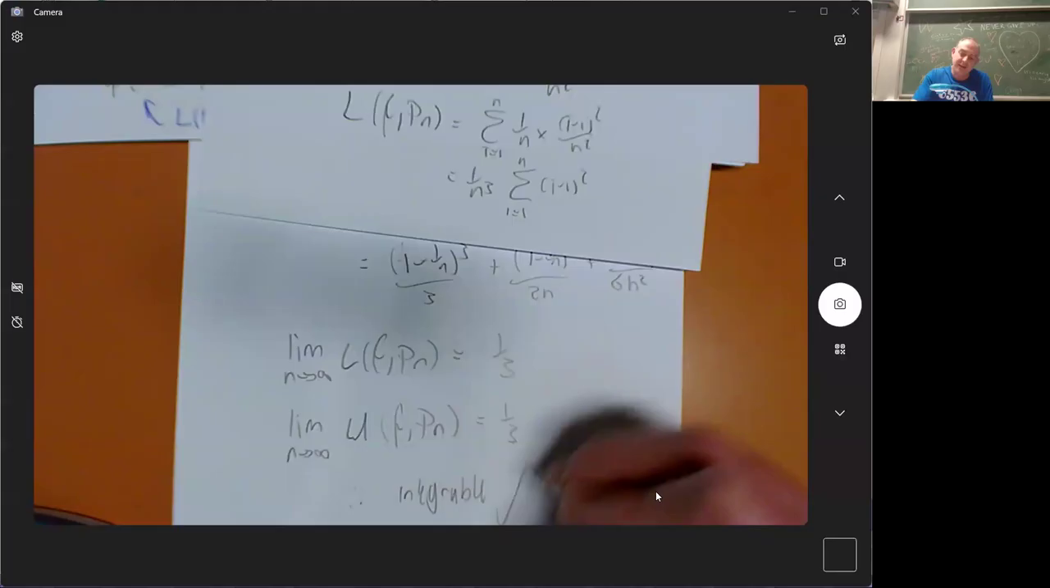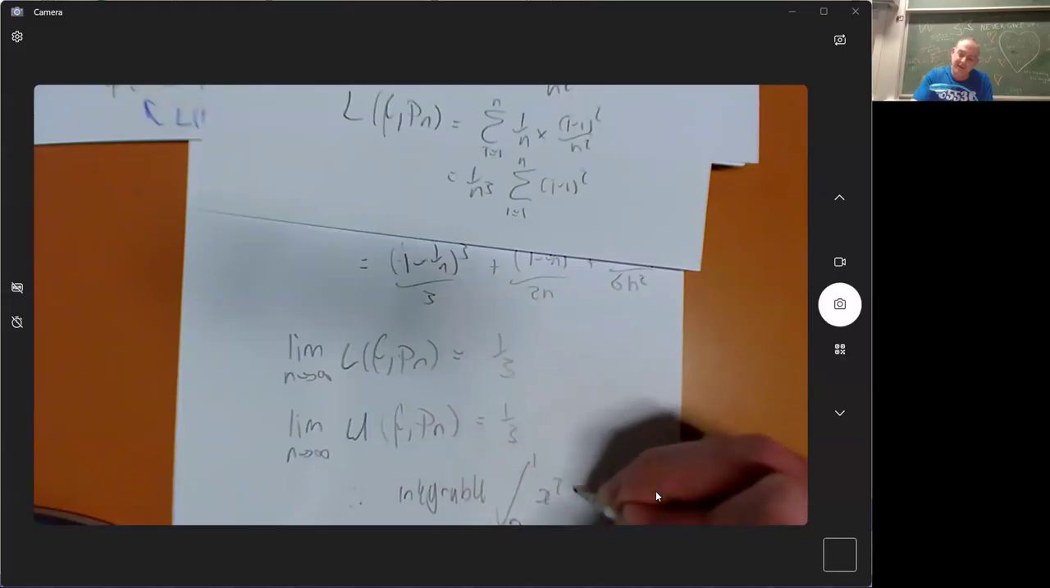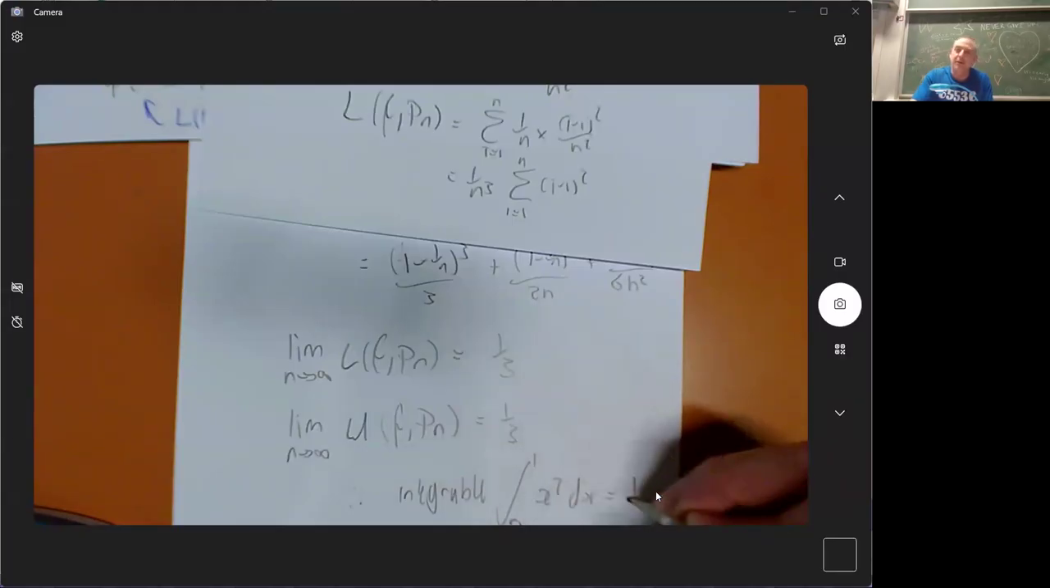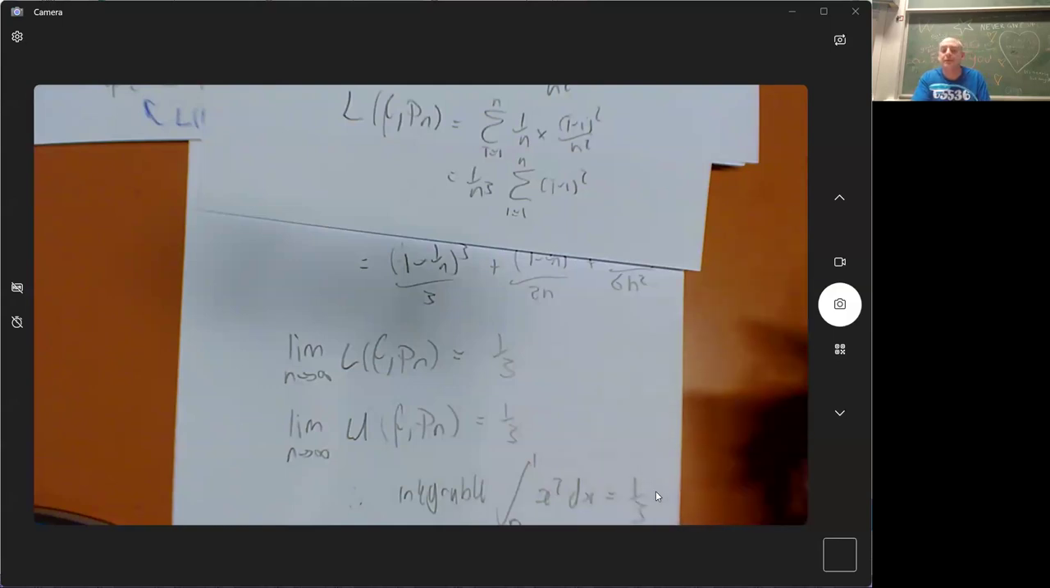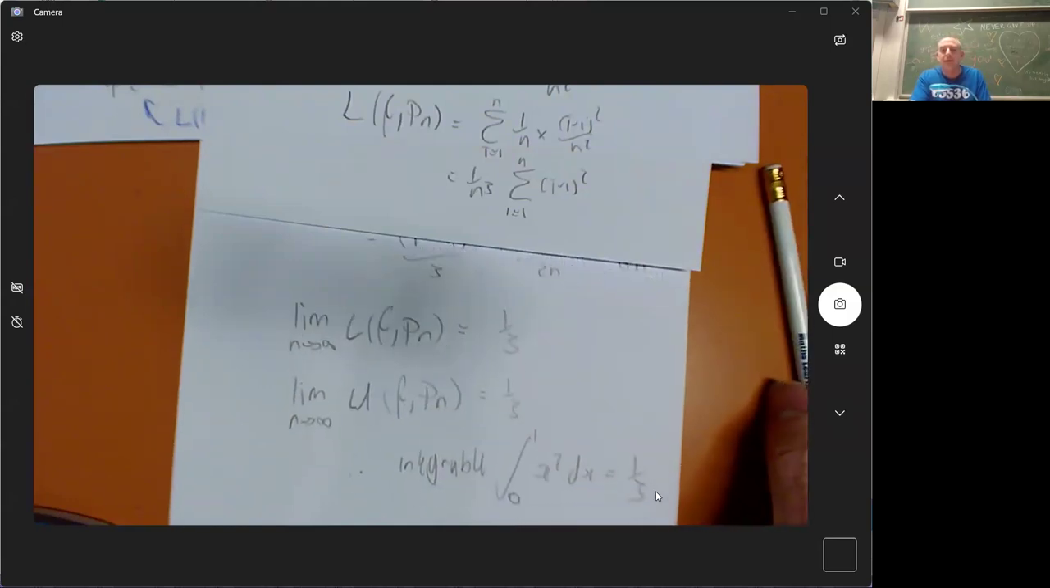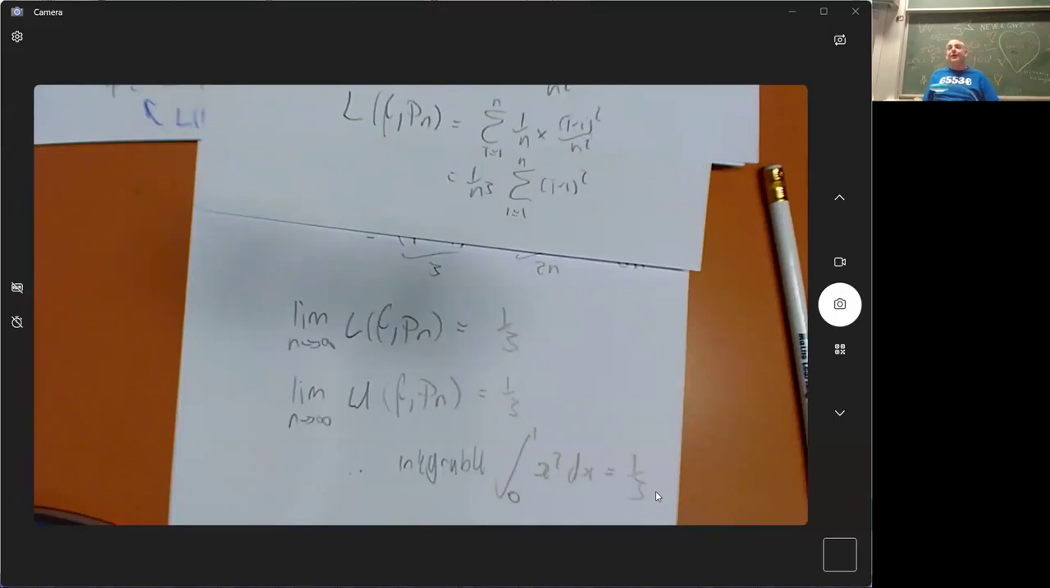Therefore, it is integrable, and the integral from 0 to 1 of x squared dx is in fact 1/3. So you could have been creative and not made your intervals equal width, if you so chose. That might have been really useful for showing a logarithm had an integral.